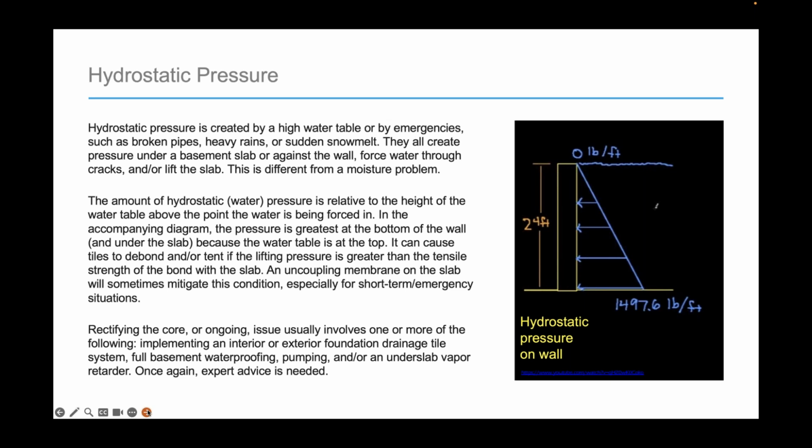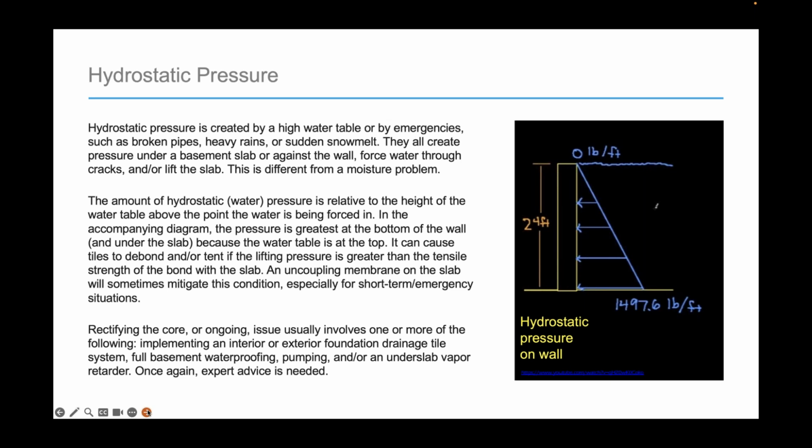The amount of hydrostatic pressure is relative to the height of the water table above the point the water is being forced in. In the accompanying diagram, the pressure is greater at the bottom of the wall and under the slab because the water table is at the top. It can cause the tiles to debond or tent, when lifting pressure is greater than the tensile strength of the bond with the slab. An uncoupling membrane on the slab will sometimes mitigate this condition, especially for short-term emergency situations.